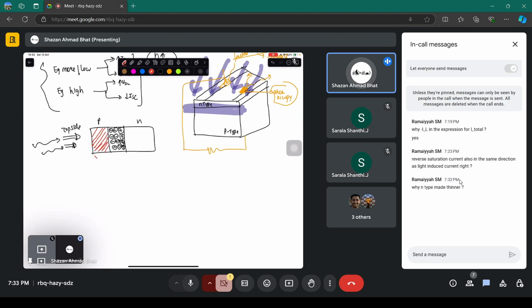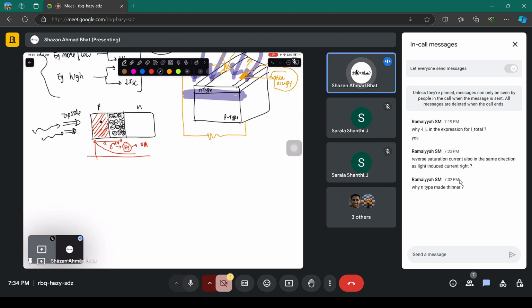It depends upon the exponential decay, as you saw from Beer-Lambert's law, e to the power minus alpha x. It depends on how much x is and how much alpha is, and alpha is determined by the band gap as well as the doping concentration of this region, which is Na. If electron hole pairs are generated in this region, they should be separated and should go into the external circuit, which is the resistor load.